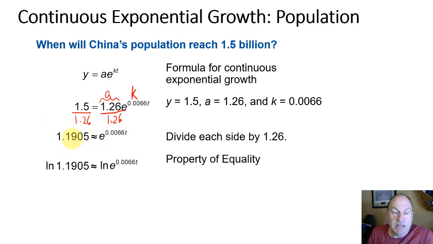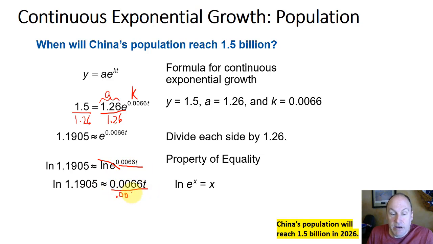Take the natural log of both sides, and you get the natural log of 1.1905 is approximately equal to the natural log of e to the 0.0066t. Since the natural log and e cancel each other out, we wind up with the natural log of 1.1905 is approximately equal to 0.0066t.